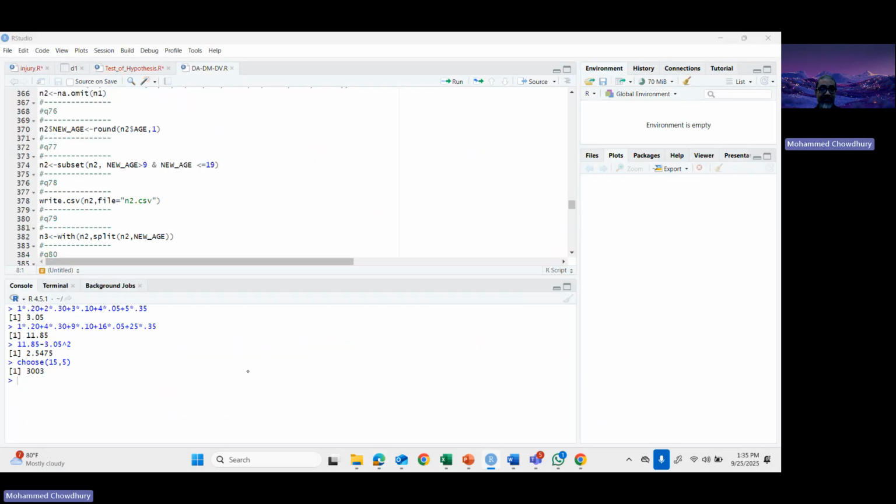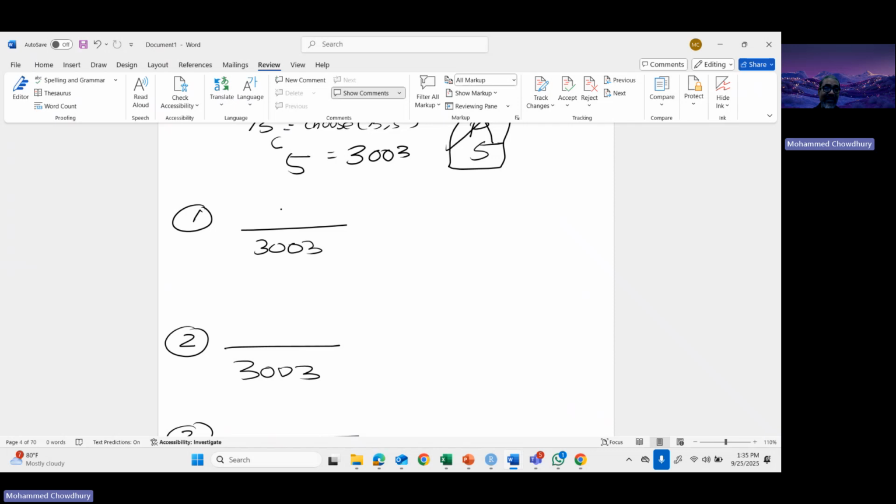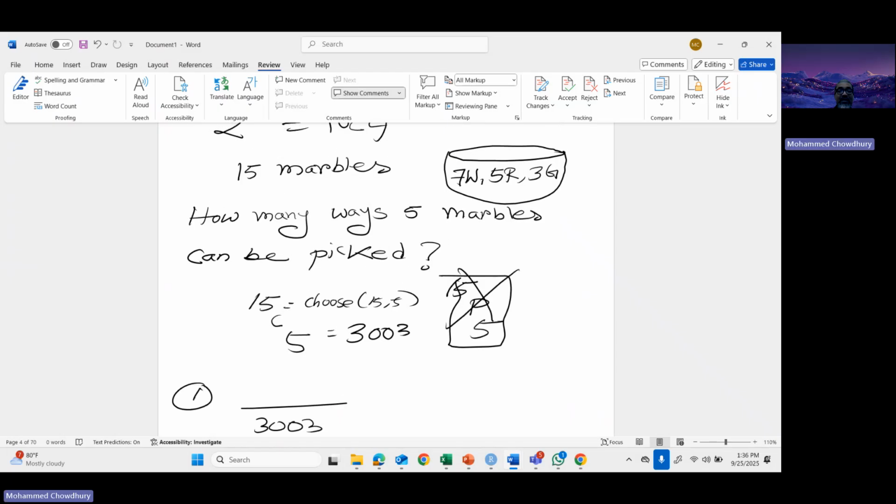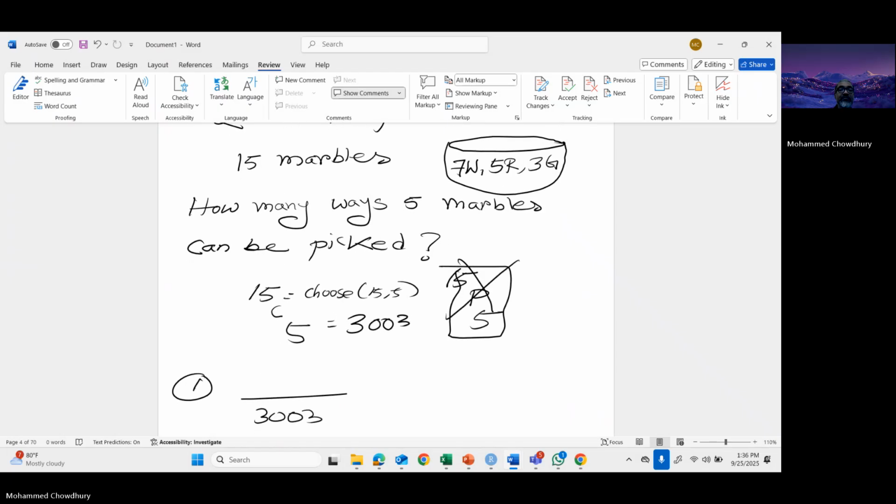All are white. If all are white, then what will happen in the numerator? How many white marbles? So how many ways can you get 5 white marbles? Because the question is all are white. That is 7 combination of 5, right?